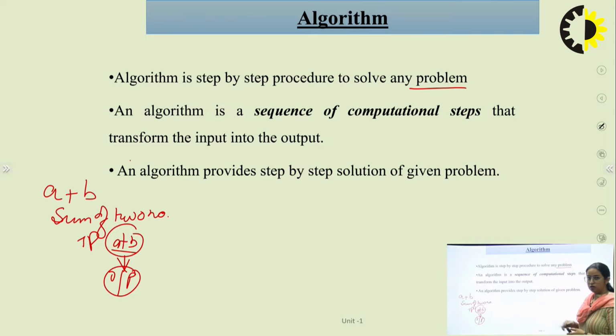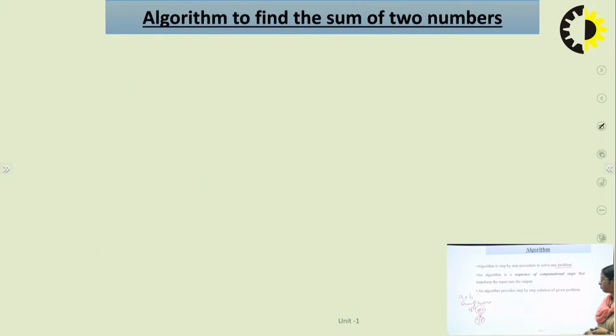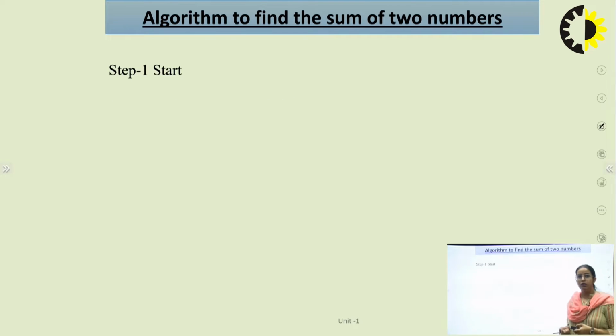One more definition is the same: an algorithm provides a step-by-step solution for a given problem. This is the simple example of the sum of two numbers. As I told earlier, an algorithm is a step-by-step procedure to solve any problem. Here we have a problem, finding the sum of two numbers. Now we have to write down some steps here.